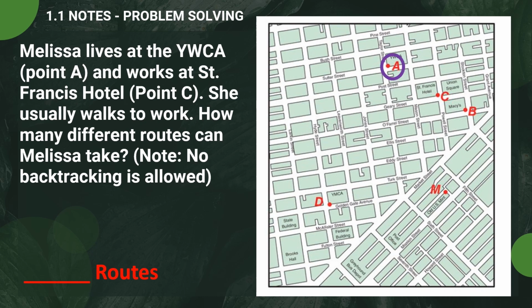So that way I know that that's what I'm looking for. So she lives at the YWCA, so I put a circle at point A. She works at point C, which is St. Francis Hotel. It says that she walks to work. That doesn't seem to be too important. How many different routes can she take? This "no backtracking is allowed" is a little questionable to me because that's not something that I was very familiar with. So I'm going to have to research that and explain it to you.